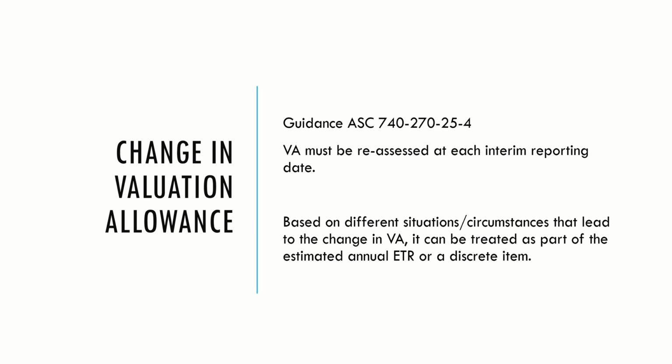The need for a valuation allowance must be reassessed at each interim period. Under the guidance in ASC 740, and depending on the circumstances that lead to a change in the valuation allowance, the change may be reflected in the estimated annual ETR or recognized discretely in the interim period during which the change in judgment occurred.